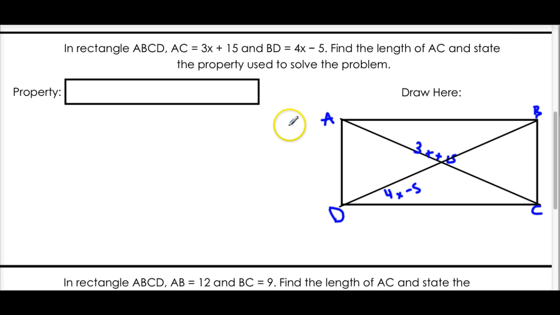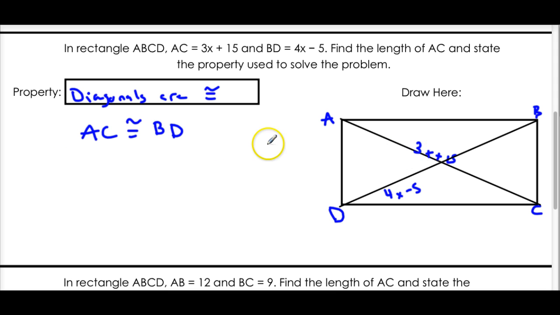So how does that information help us solve this problem? Well, what do we know about the diagonals of rectangles? We know the diagonals are congruent. Since the diagonals are 3x plus 15 and 4x minus 5, they have to be congruent. Another way to say that is that AC must be congruent to BD. Now from here we can set up our equation by substituting the values in. When things are congruent, we can just set them equal. So AC is equal to 3x plus 15, and BD is 4x minus 5.